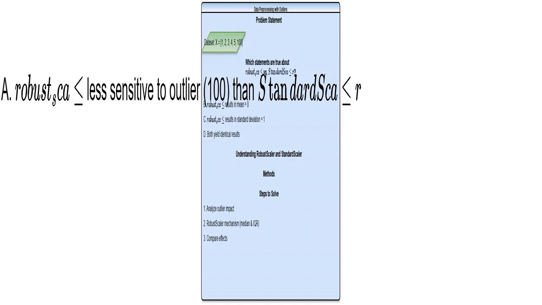Statement A claims that robustscale is less affected by the outlier, 100, than standardscale. This statement highlights the core difference between the two scaling methods. How does the presence of an outlier affect the outcome of these methods?